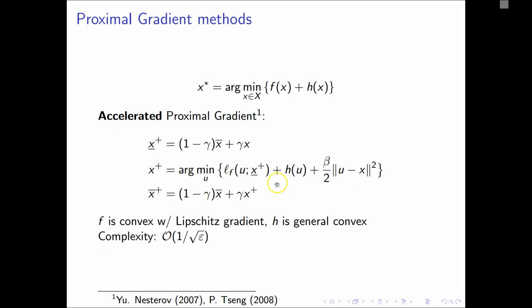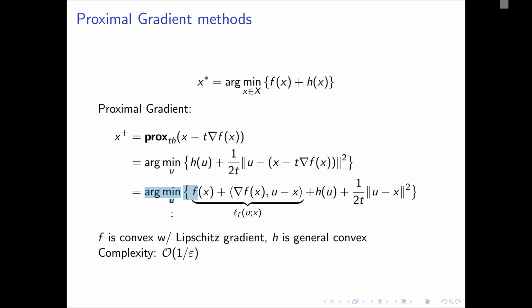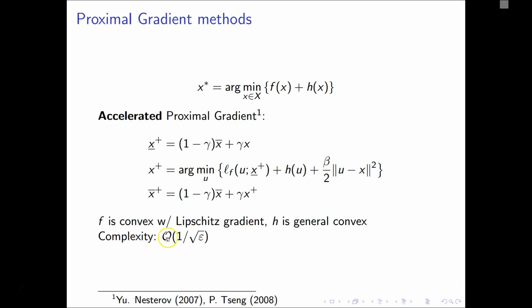So you do the proximal gradient in the middle, and finally you do another acceleration in the end. I don't want to talk about why, it would take too long, but this little trick works, and it reduces the complexity from 1 over epsilon to 1 over square root epsilon under the same f and h conditions.